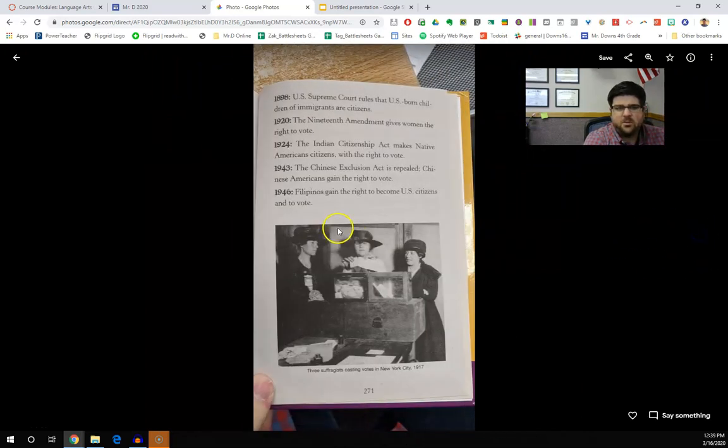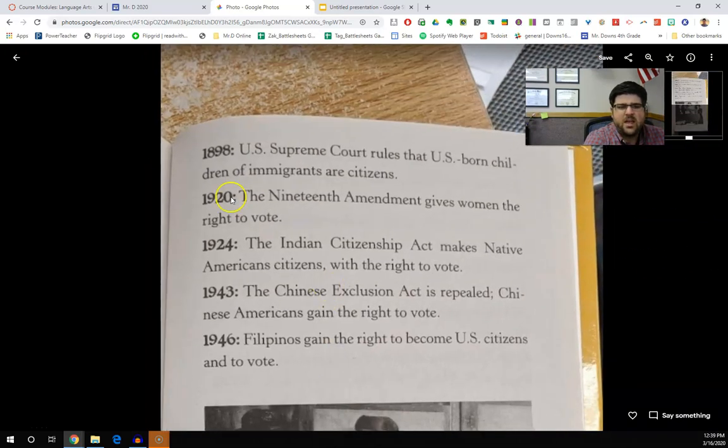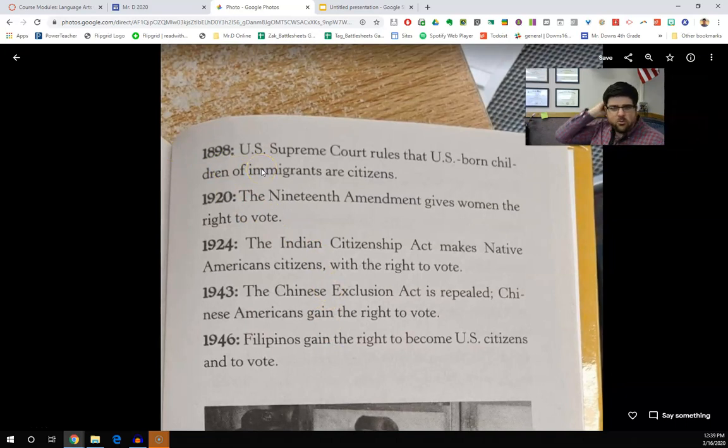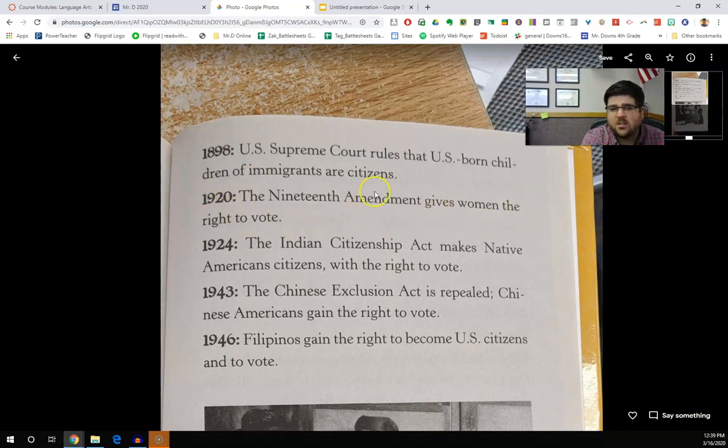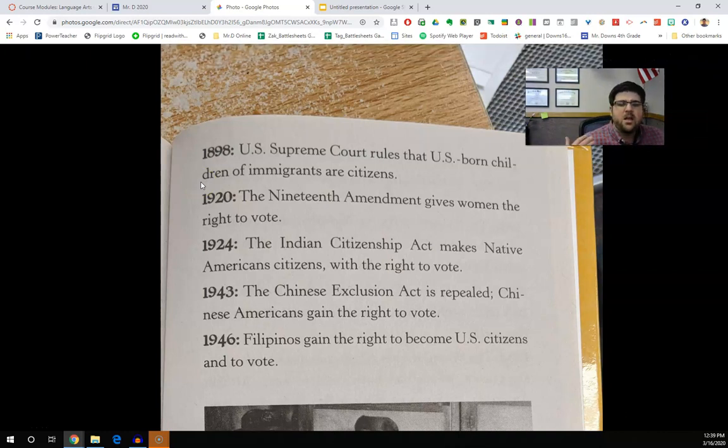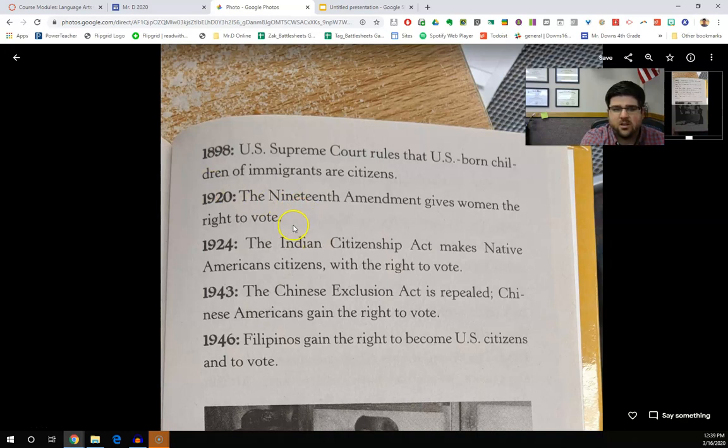Let's go to a little bit more recent dates. 1898, the U.S. Supreme Court rules that U.S.-born children of immigrants are citizens. In 1920, the 19th Amendment gives women the right to vote. That was 100 years ago. So we're going to focus a lot in this book that we're going to be reading, The Hope Chest. It takes place in 1920, and 1920 is a really interesting time. There's another video I have that's going to talk about that. But that was finally when women got the right to vote, almost 80 years after that first convention happened to help bring awareness to it.